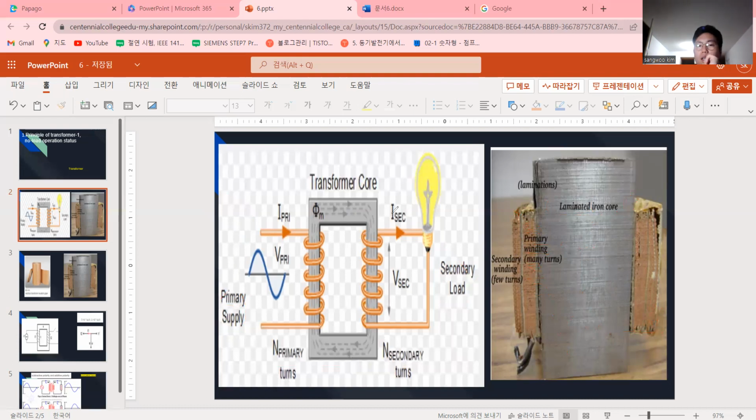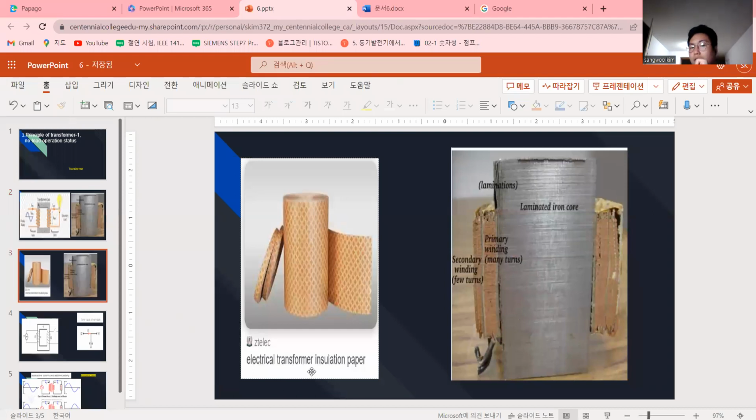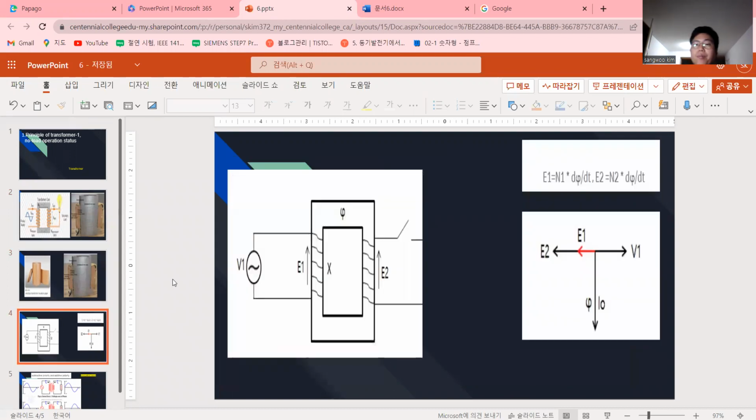So here, look at that. Today I will explain more about this. This is the transformer's insulating paper, here you can see, guys. So today we will first learn about the no-load situation. No load, that's the secondary part. There would have to be a load here, right?